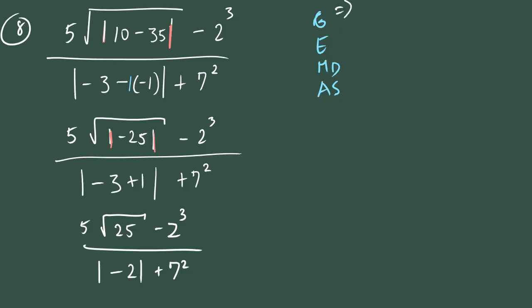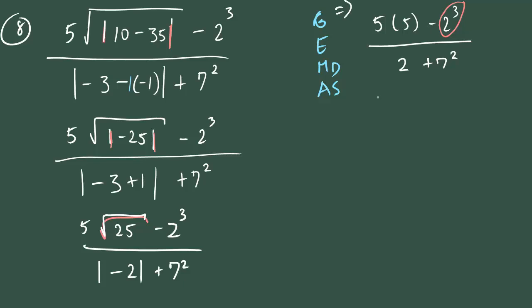Now we're going to have to do this square root here. So square root of 25 is 5. So I'm going to have 5 parentheses 5 minus 2 cubed all over, now absolute value of negative 2 is 2 plus 7 squared. Now let's do the exponent first. But be careful here that this exponent is only affecting the 2. It's not affecting the negative in front of it.